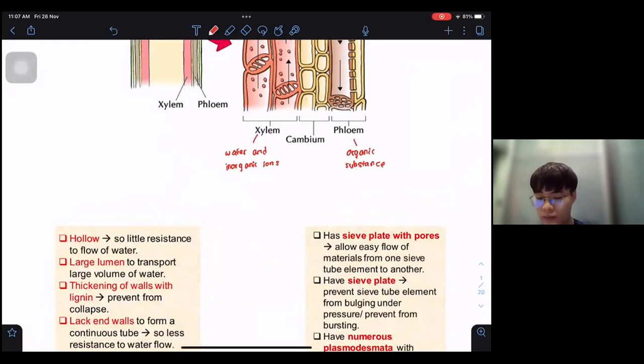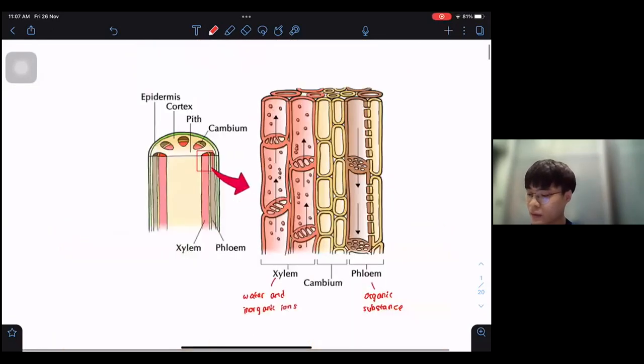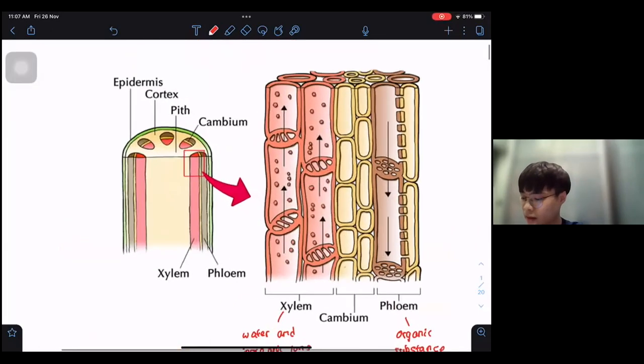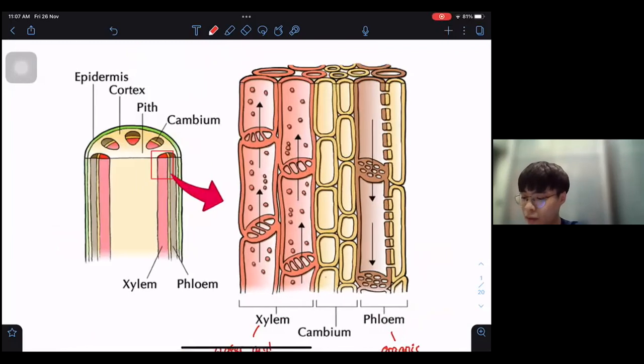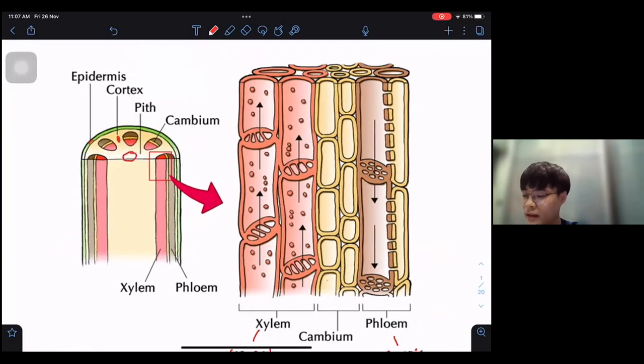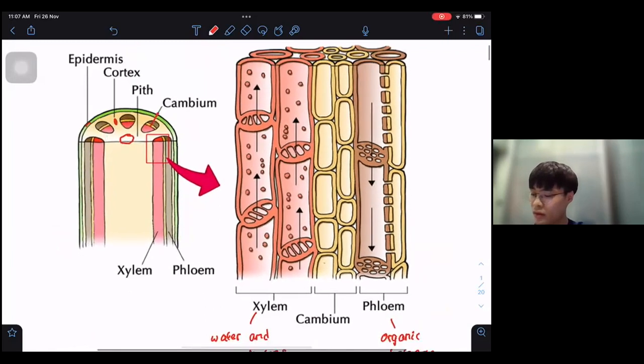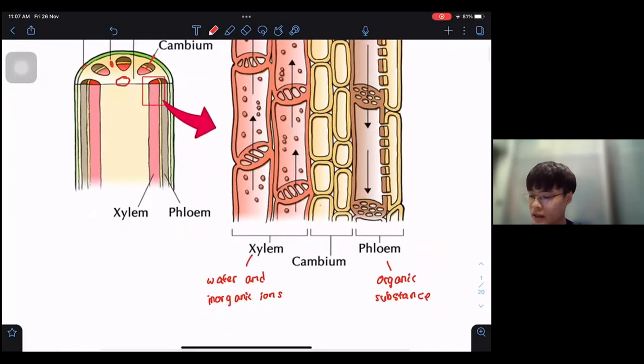Just to recap, this is a root stem of a plant, and here is the epidermis, and here is the cortex of the plant, and in the middle we have the pith, and there's a cambium here. So you can see that the cambium is separating xylem and phloem.